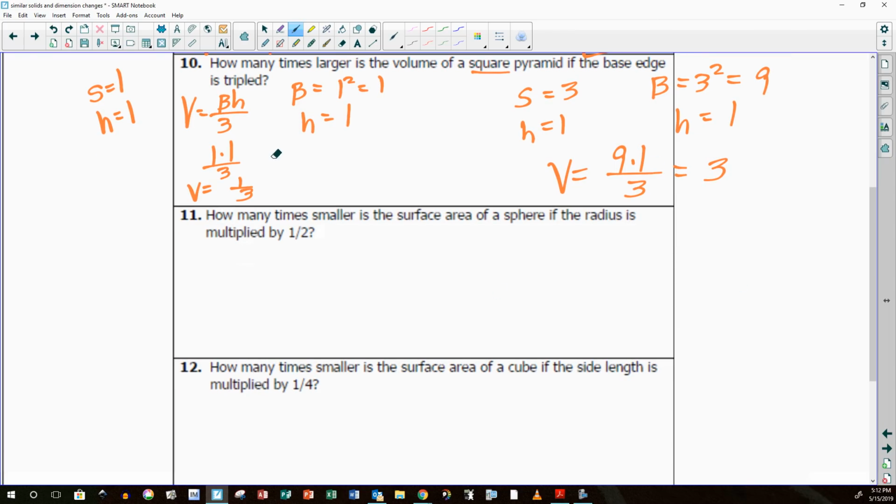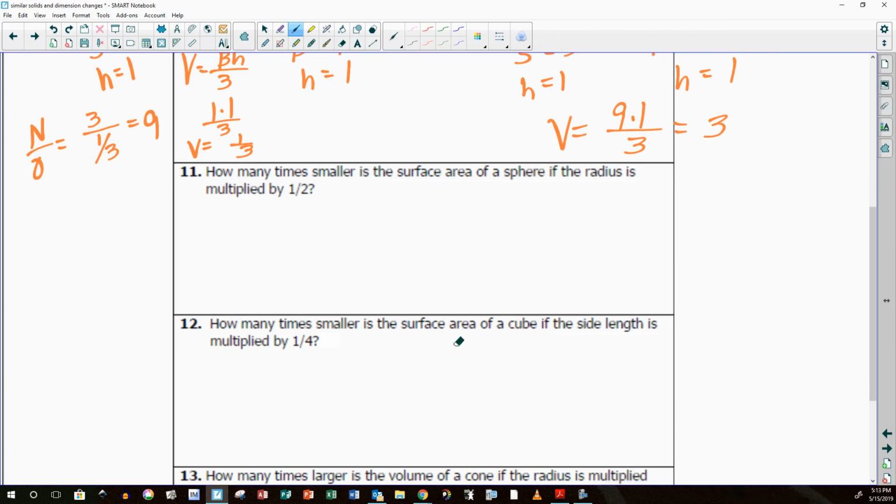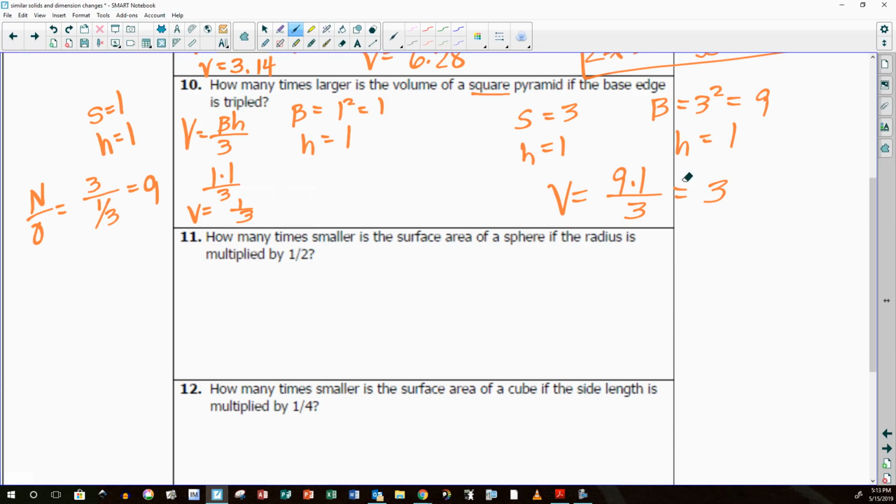Doing new over old, trying to get our scale factor: the new volume is 3 and the old volume is 1/3. In the calculator, do 3 divided by 1/3, and you get 9. So how many times larger is the volume? Well, if the scale factor is 3 times bigger, then your volume is going to be 9 times bigger. So we're looking at 9 times bigger.